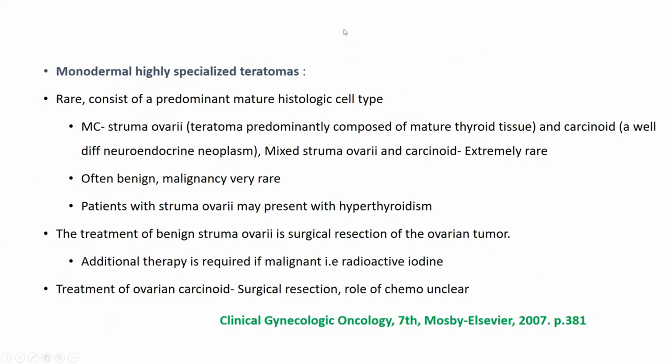Then a few lines about this monodermal highly specialized teratoma, which is generally not seen in children. It is a rare type of teratoma, and it consists of predominantly one mature histological cell type. Among these, the most common is struma ovarii, which is composed of mature thyroid tissue, and the other is carcinoid, which is a well differentiated neuroendocrine neoplasm. So surgery is the mainstay of the treatment for both of them.